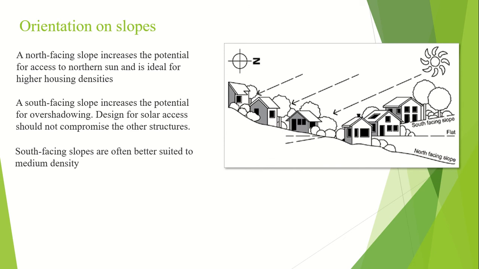In this picture, we can get a clear idea about the theory which is explained. Here, on north-facing slopes, the density is shown. Higher housing density is allowable in north-facing slopes. On flat terrain, here it is shown. And on south-facing slopes, medium density is allowed, so that on each and every slope, every structure will get the maximum benefit of sun rays.